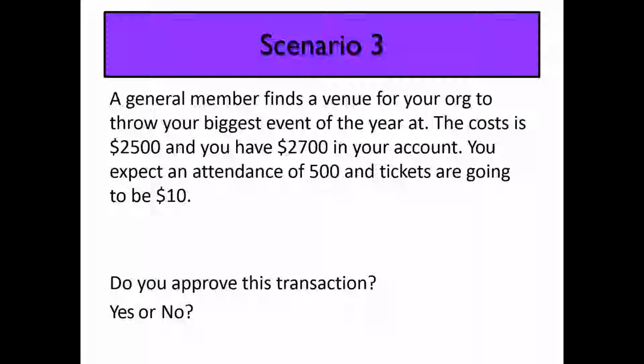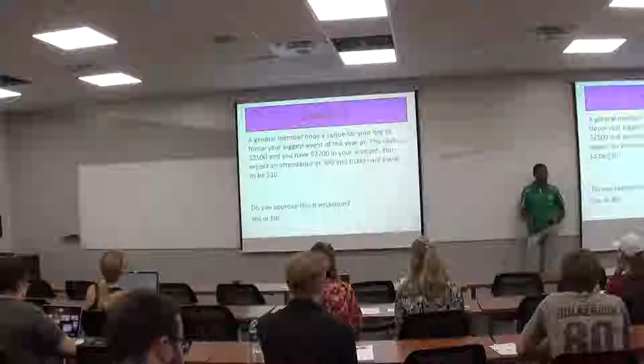A general member finds a venue for your org to throw your biggest event of the year at. The cost is $2,500 and you have $2,700 in your account. You expect an attendance of 500 and tickets are going to be $10. Do you approve this transaction, yes or no?